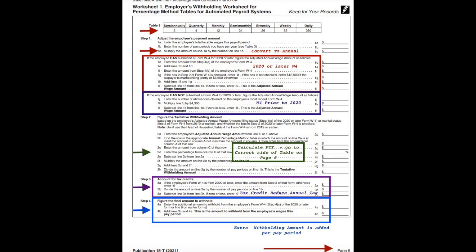On the top you will see table 3. It shows different pay frequencies. The employer can use the pay frequency that he uses to pay the employees and then multiply the paycheck of the employee with that pay frequency, because for using worksheet 1 you have to convert the wages to annual wages. So if the employee is paid bi-weekly, you will multiply the amount by 26 and you will convert that into the annual income.